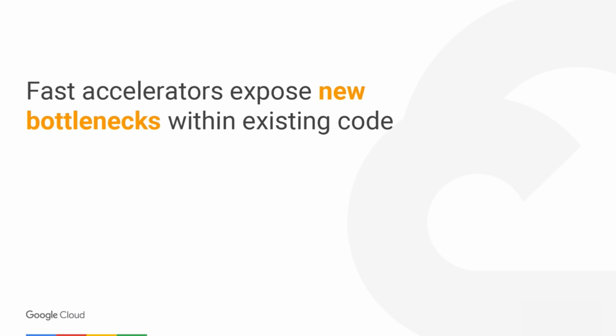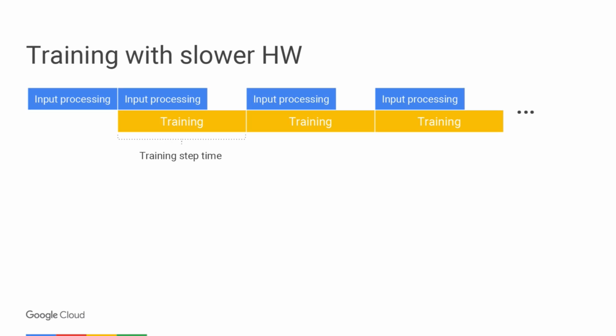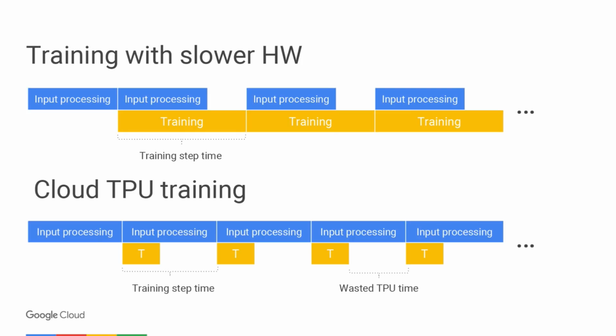On the data side, it's important to mention that these fast accelerators expose new bottlenecks, as I was mentioning earlier, and the data pipeline needs to change in order to keep up. With slower previous generations of hardware, you could overlap your training and your input processing to keep the compute saturated all the time. But once you have way more compute available, suddenly the input preprocessing becomes the bottleneck.